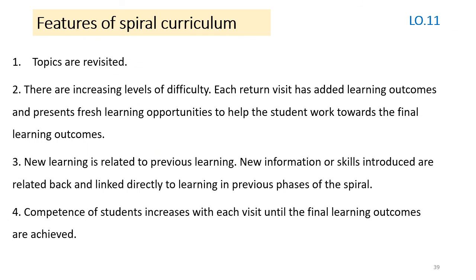Features of spiral curriculums. Topics are revisited. There are increasing levels of difficulty. Each return visit has added learning outcomes and presents fresh learning opportunities to help the student work toward the final learning outcomes. New learning is related to previous learning. New information or skills introduced are related back and linked directly to learning in previous phases of the spiral. Competence of students increases with each visit until the final learning outcomes are achieved.